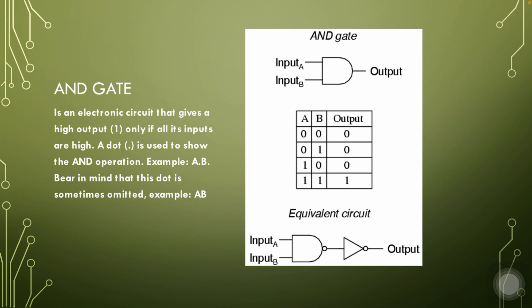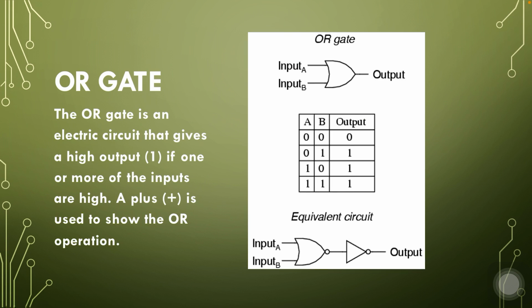AND gate. It is an electronic circuit that gives a high output if and only if all its inputs are high. A dot is used to show the AND operation, which has the example A dot B. Bear in mind that this dot is sometimes omitted. Example is AB without the dot. As you can see, the AND gate has an input A and input B, and it has one output. So it also has the table to show the illustration.